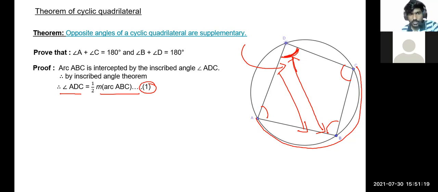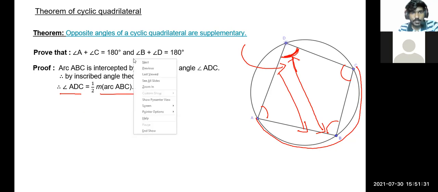Have you understood how we got equation 1? Yes. Do I have to write it? No, we are not finished. Or is it left? It's still left.